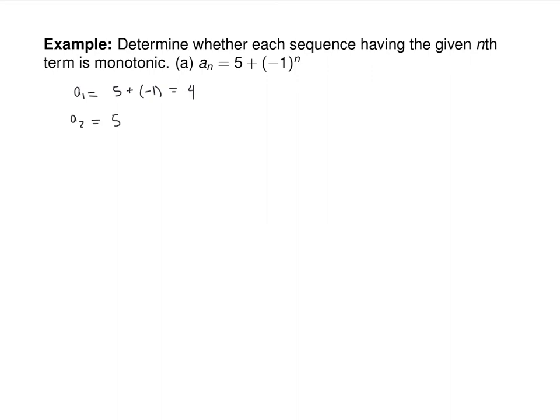A2 will equal 5 plus negative 1 squared, or 6. A3 will equal 5 plus negative 1 cubed, which is 4. And you can see that this pattern is just going to keep going. So this sequence is going to be the list 4, 6, 4, 6 from now until all eternity. So are the terms in this sequence either non-increasing or non-decreasing? And the answer is no. This is a sequence that is not monotonic.